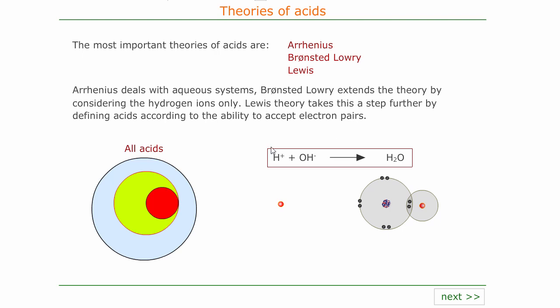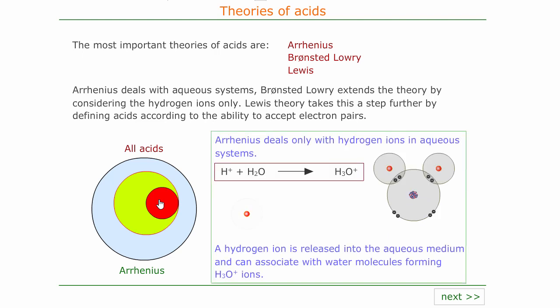Here we see that the all-encompassing theory is actually Lewis. If we hover over here, you'll see that Lewis is a broader theory, so it applies to everything. Within Lewis we have Bronsted-Lowry theory, and the red dot here represents Arrhenius theory of acids. So if I click on this, let's have a look at Arrhenius.